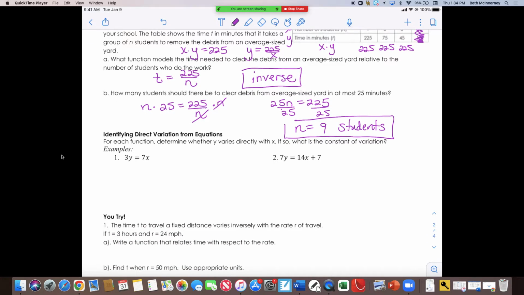All right, now in this next group, it says identify direct variation from equations. For each function, determine whether y varies directly with x. So I'd like you to highlight y varies directly with x.